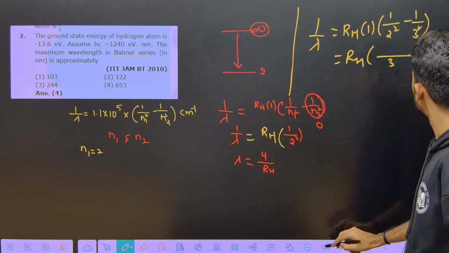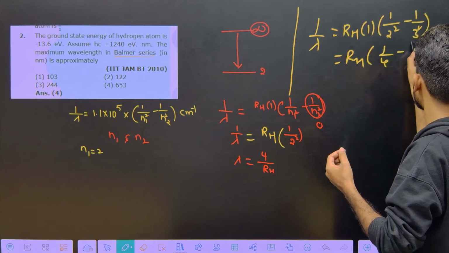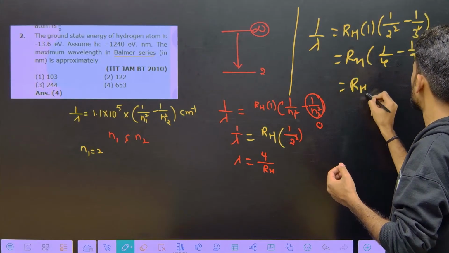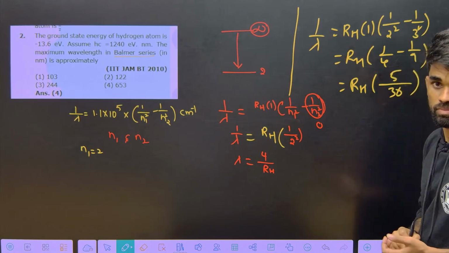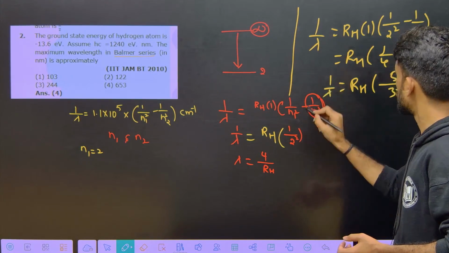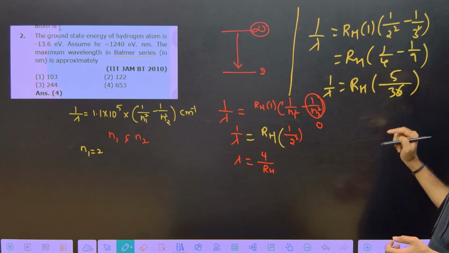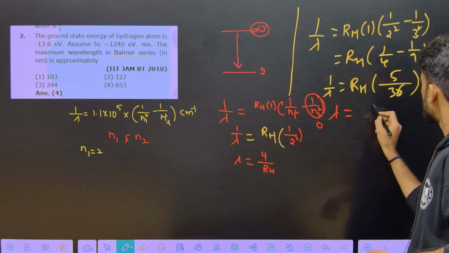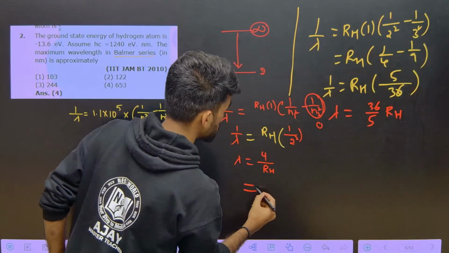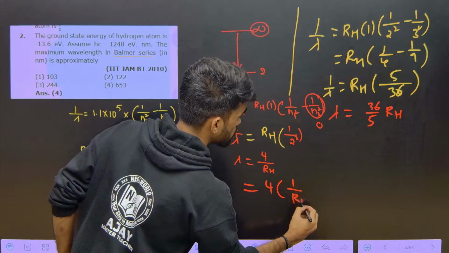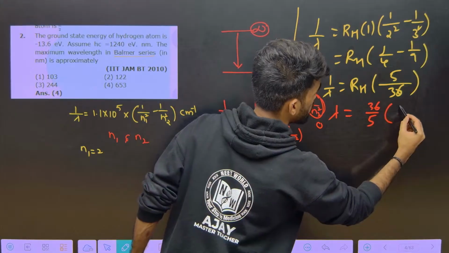Here, what can I write? 1 by 4 minus 1 by 9 means RH into, over 36, 9 minus 4 which is 5. So it is plus 5 only, over 36. Now if we reverse, lambda will be 36 by 5 RH. So in the first case this is 4 into 1 by RH, and here it is 36 by 5 into 1 by RH.